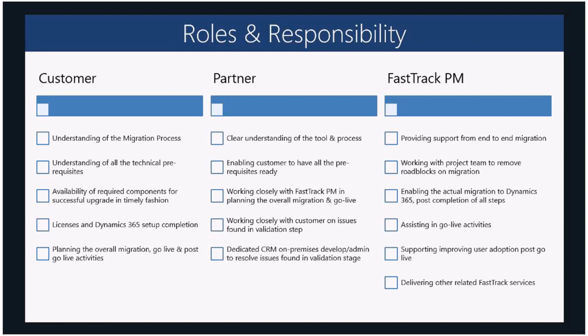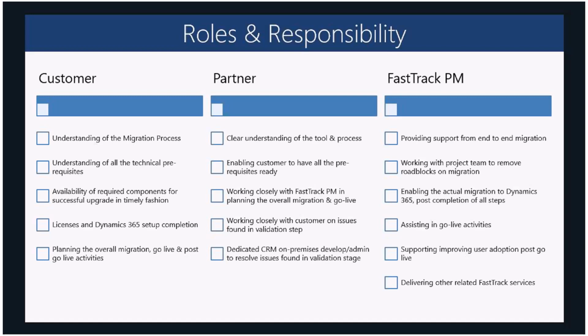The availability of required components, any component which we are going to depend on for a successful migration within the timelines, is very important. Making sure that all the licensing part and the Dynamics 365 setup part, whether it's user records or sandbox licenses or user licenses, are completed before we start the migration activity. And planning the overall migration from start to end and post-migration go-live activity, and what changes may be needed in integrations, all that is an important piece that the customer needs to plan beforehand so that we can keep our timelines and we can successfully migrate and go live.